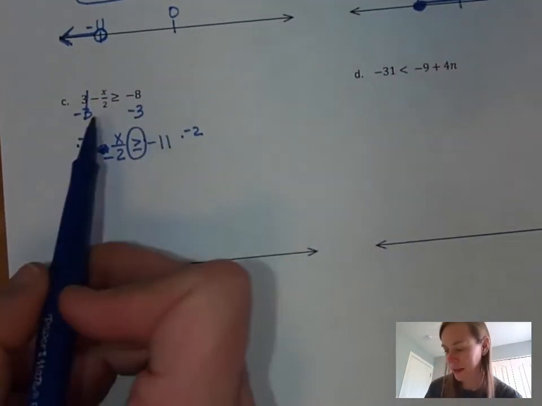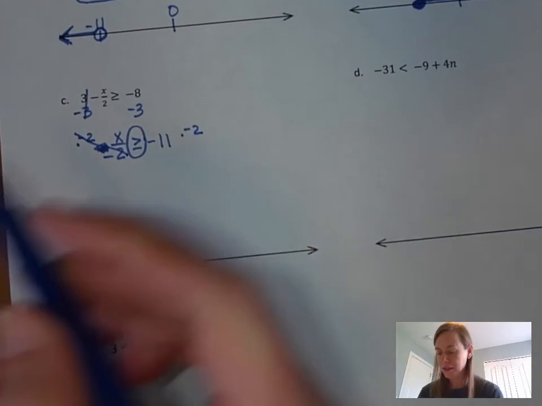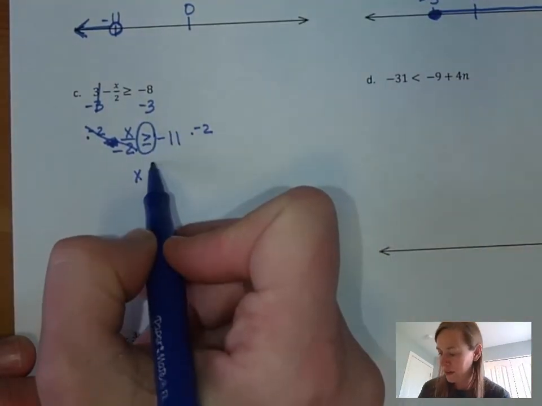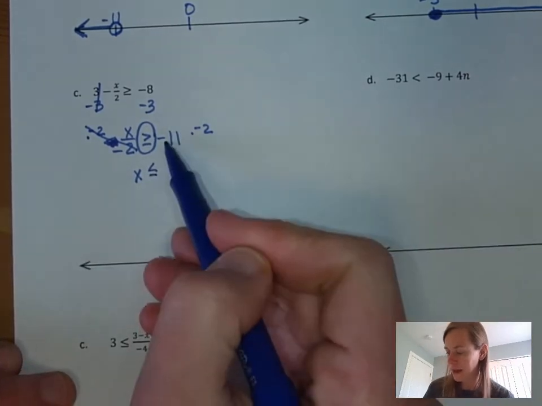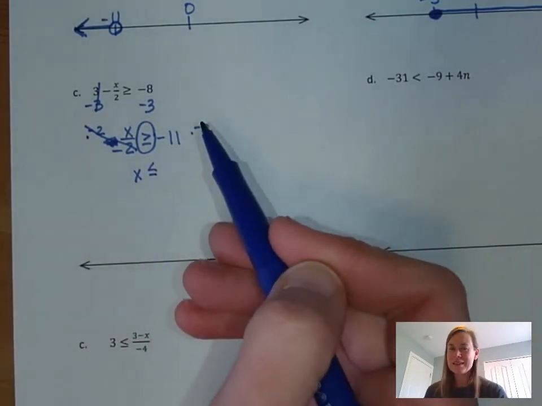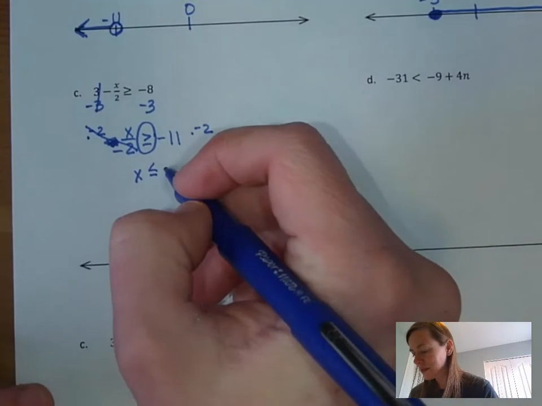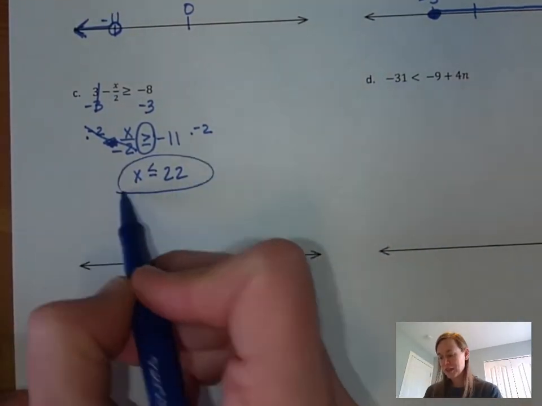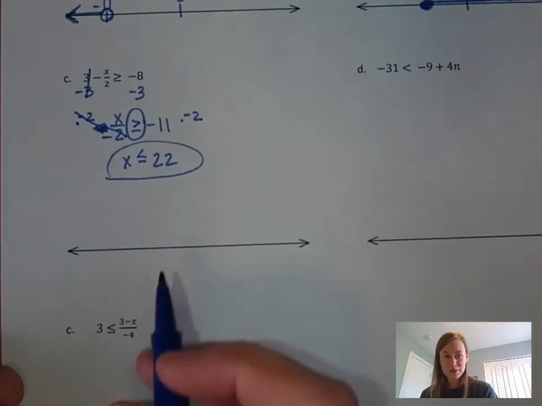Okay, let's keep simplifying. This and this are going to cancel out, leaving us just with the x, which is great. And then we're going to flip our sign. And then negative 11 times a negative 2, let's see, a negative times a negative equals a positive, so we're going to get positive 22 here. So our final solution here is x is less than or equal to 22.